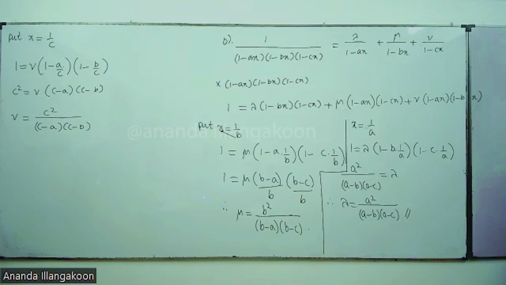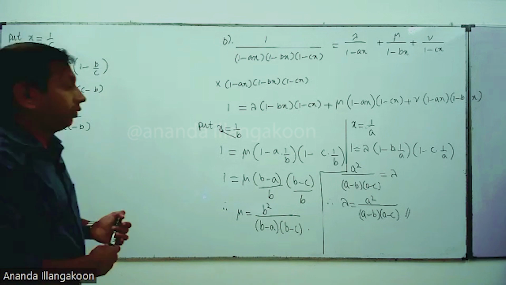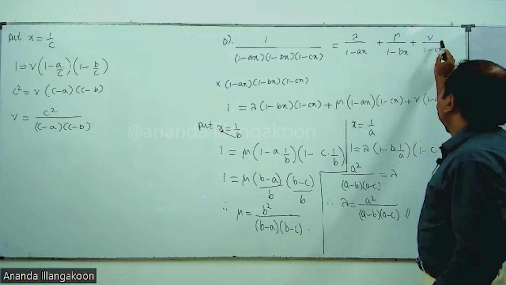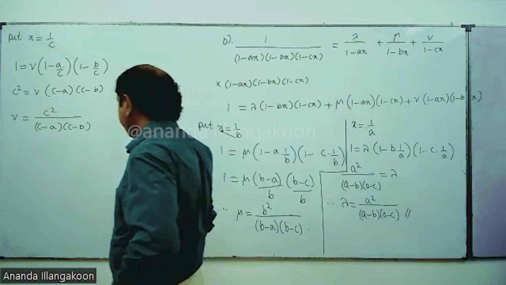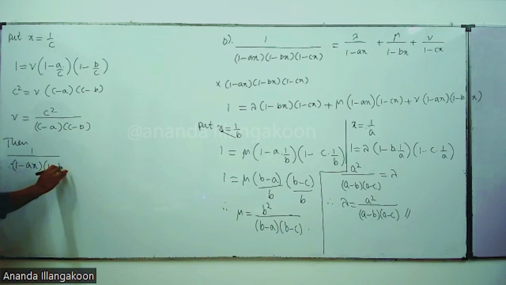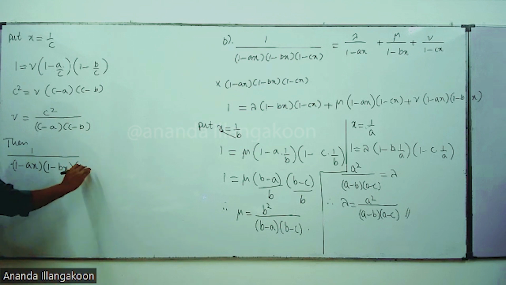Okay, now we can substitute for lambda, mu, nu. We substitute here the found values of lambda, mu, nu. Then let's see what we get. Then we can write how? 1 over 1 minus ax into 1 minus bx into 1 minus cx.